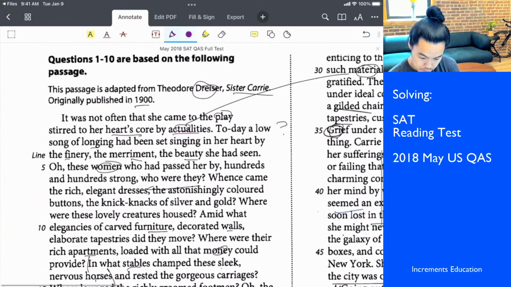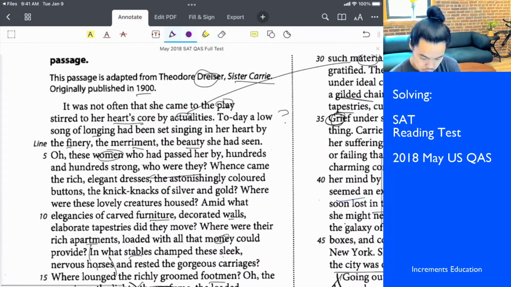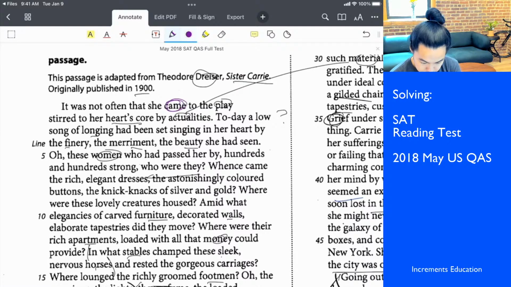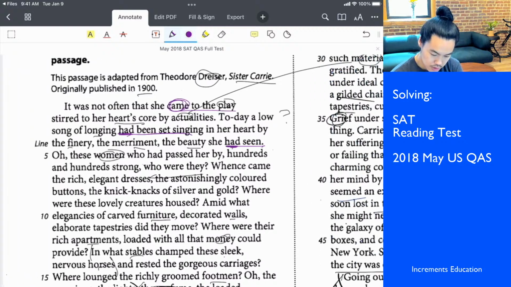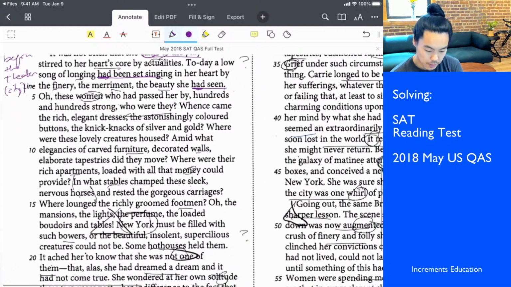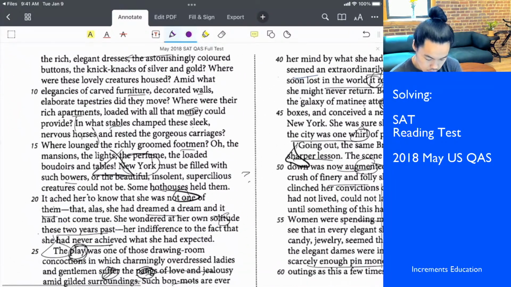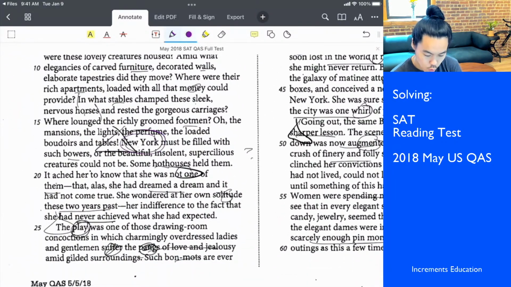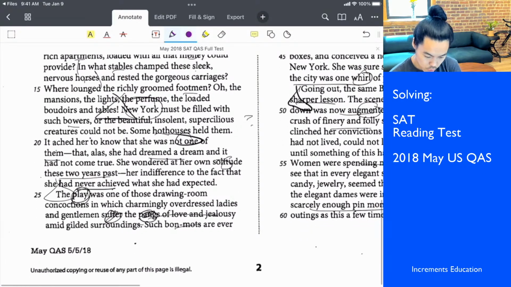That screwed me. So, you know what, I should actually just keep it. "She came to the play, she had seen and had been seen." So we should know where she is. She's at the theater. She's before the theater. Okay, she's in the city. Whence came? So here she's talking about New York overall.